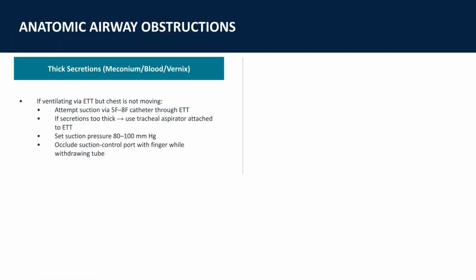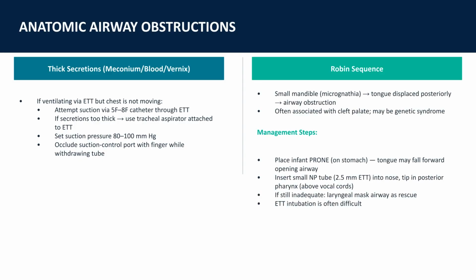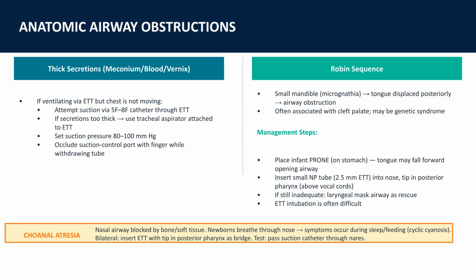For thick secretions, suction through the endotracheal tube may be needed. For Robin sequence, position the infant prone or insert an NP tube if necessary. Choanal atresia, a nasal airway block, requires immediate ETT insertion as a bridge. Always test by attempting to pass a suction catheter through the nares.